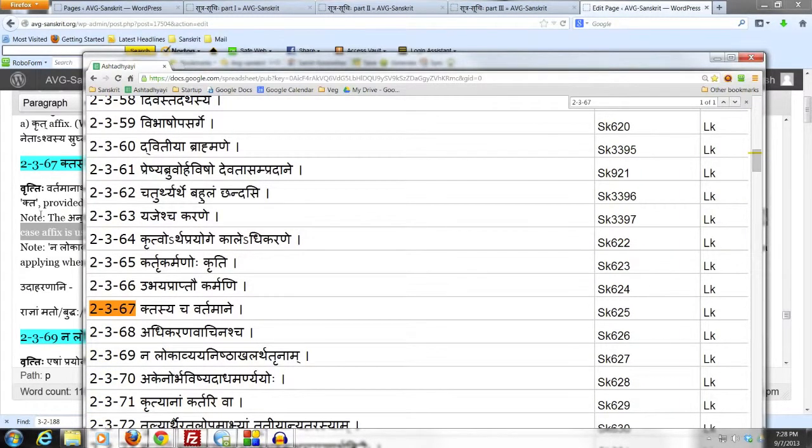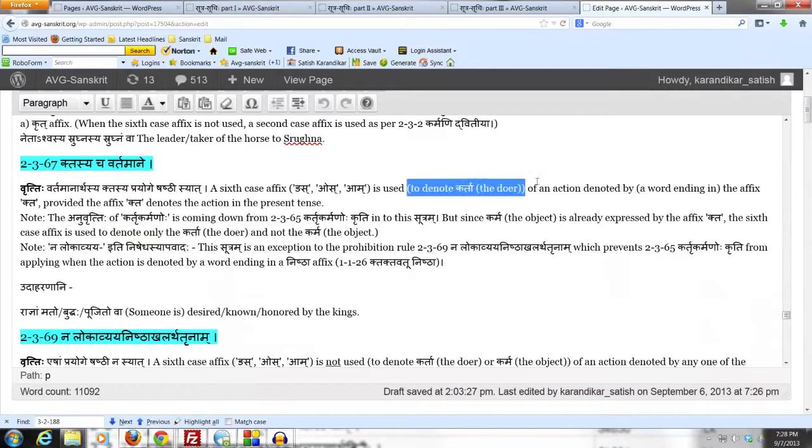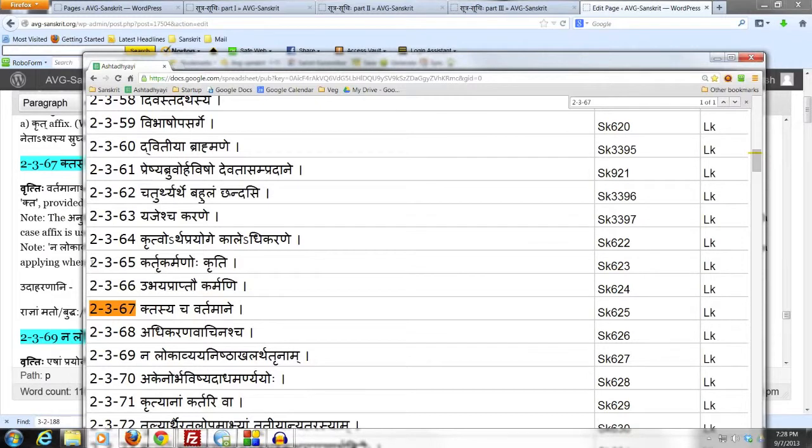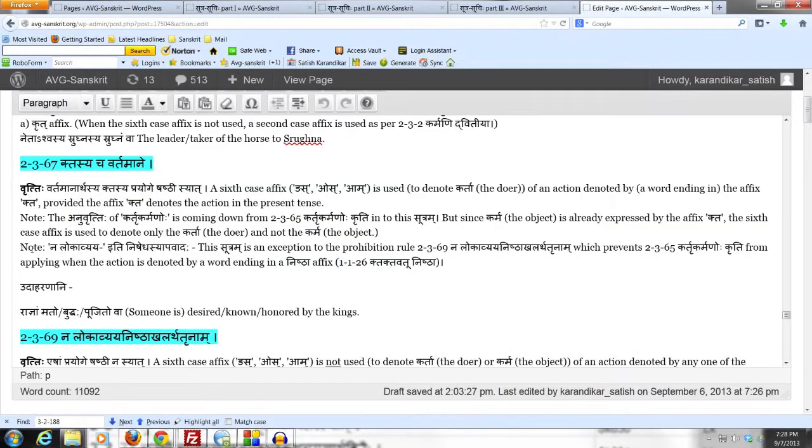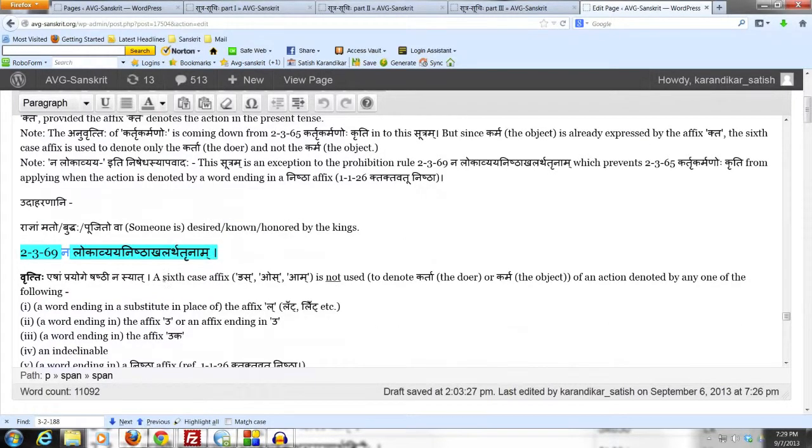Okay, the next point is, why do we even need this sutram? Because we have already studied 2.3.65, which says kartrukarmanoh kriti, and kta is definitely a krit affix. So what is the need for this sutram now, 2.3.67? The answer is given in the Siddhanta Kaumudi as na lokavyaya iti nishedhasyapavadah. So we are soon going to be studying the sutram 2.3.69, which is a nishedha sutram. It is a prohibition rule which prevents 2.3.65 from applying when certain krit affixes are used.